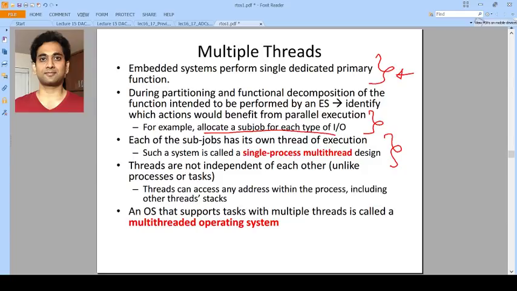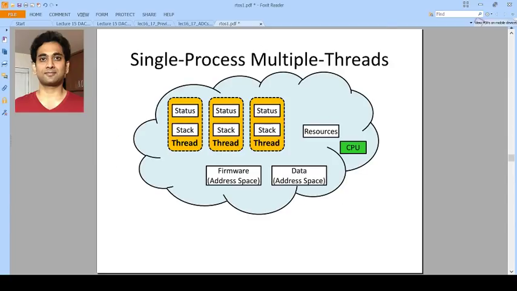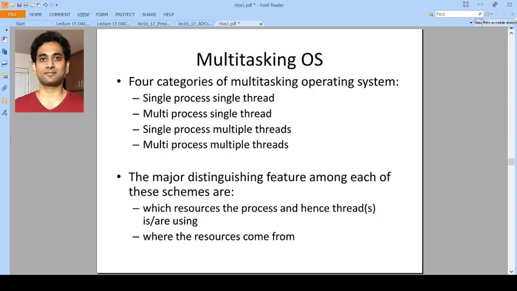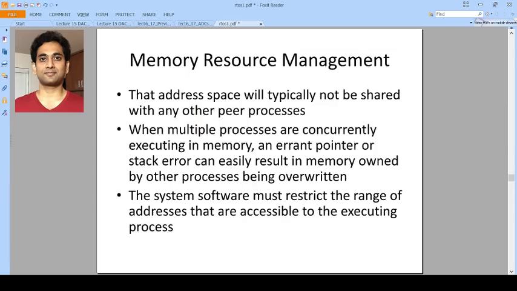So there are four different kinds of systems. So here is a single process. The big cloud here is the process, and the process has multiple threads. And then the CPU is still available to this just one process because there is no other process needing the CPU.